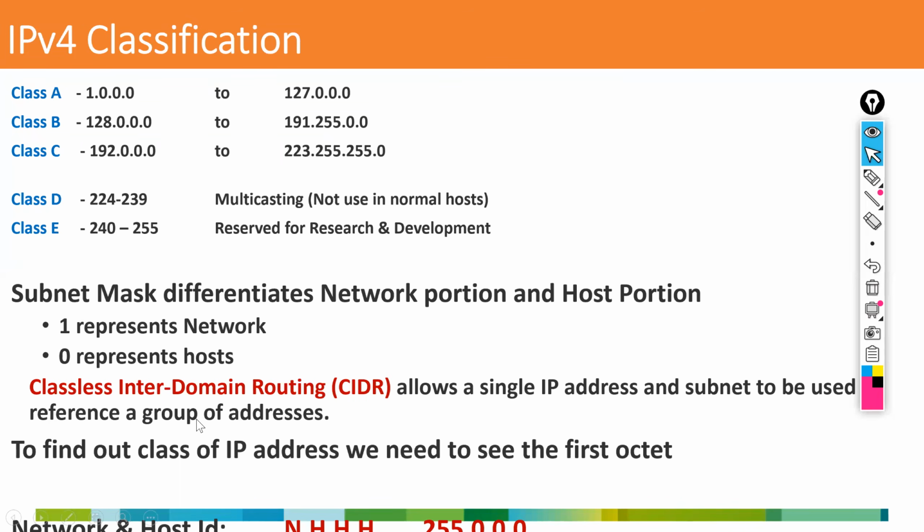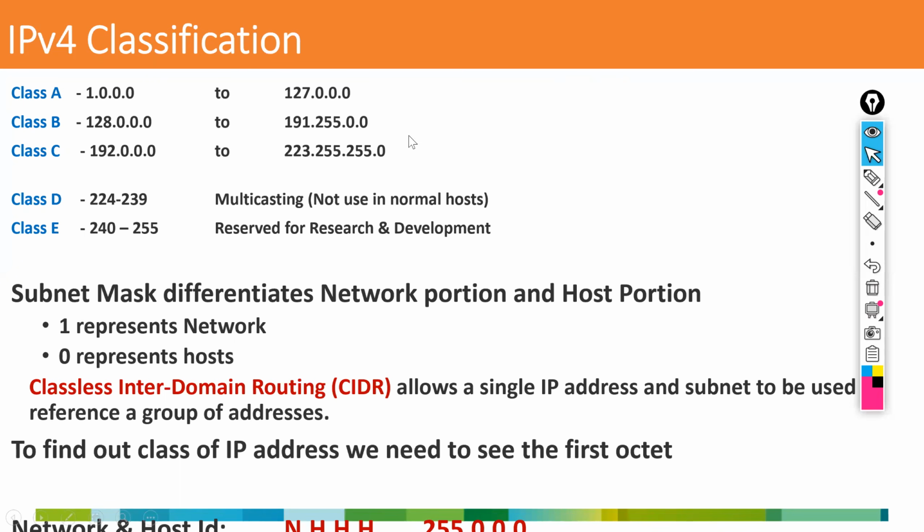Got it? So that's how we have the classes, their ranges, and subnet mask. In the subnet mask, we have the network portion and host portion. Wherever 255 is written, that's called the network bit. Wherever the host portion is 0, that's a host bit.